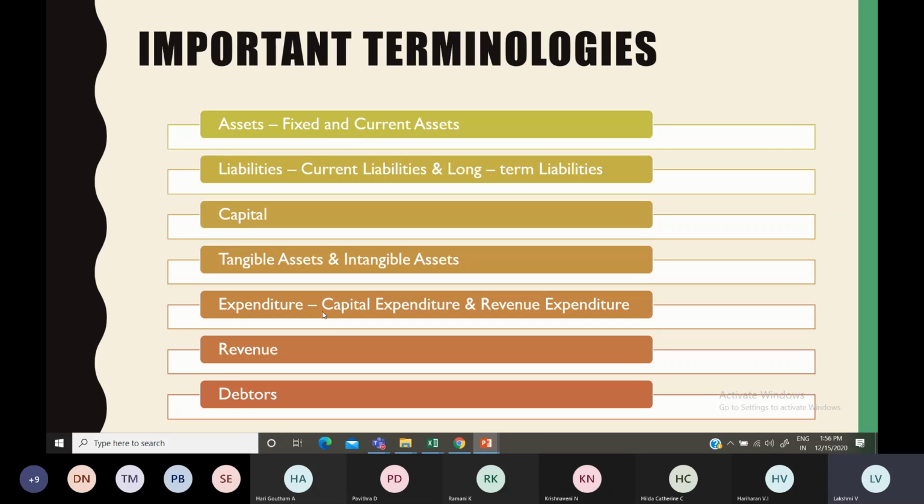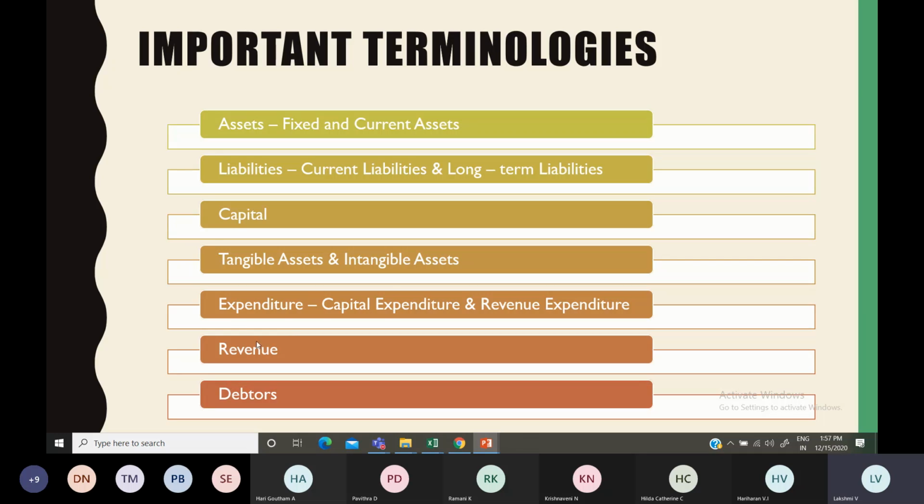So capital expenditure means you will be incurring now once for all, but the benefit will be for the future only. Okay, and it is non-recurring in nature. Every now and then you may not incur. It is not repeated every now and then. But revenue expenditure is repeated every now and then, and you have to incur every now and then, and you'll be paying regularly. It is recurring in nature. This is non-recurring in nature. This is recurring in nature.